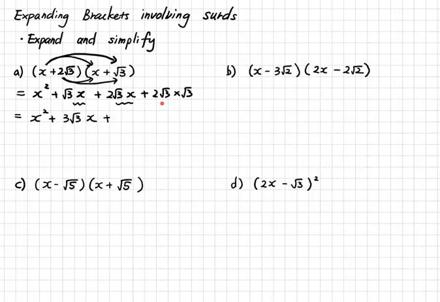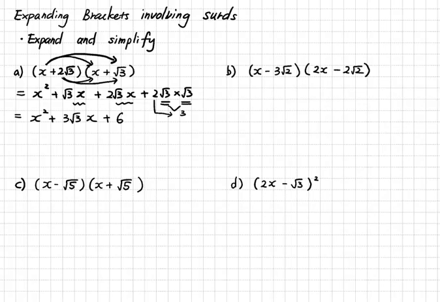And plus, you have root 3 times root 3. These two multiplied together are the same as 3. So you have 2 times 3, which will give us 6. So therefore, the final answer is x squared plus 3 root 3 x plus 6.